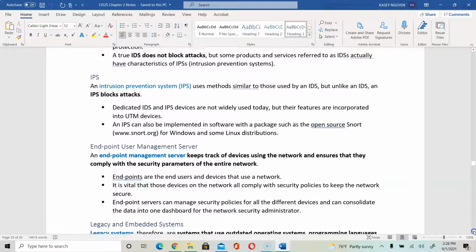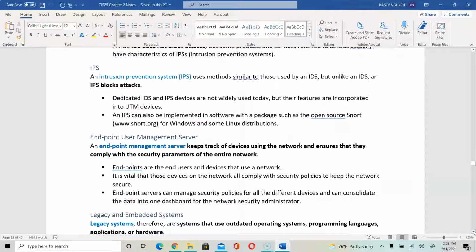For the end user management servers, these keep track of the devices that are on the network to make sure that they comply with the security measures of the entire network. Endpoint users, often you would see this in a network that would have a lot of mobile devices and portable devices. So mainly it just looks at the type of system that is used by the users and how that would be aligned with the rules and the requirements of the network.